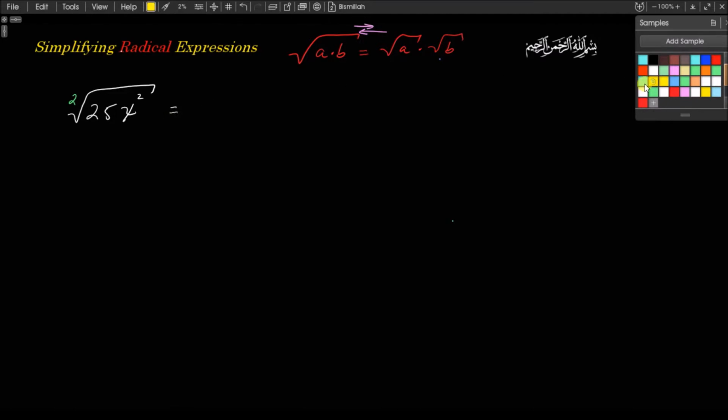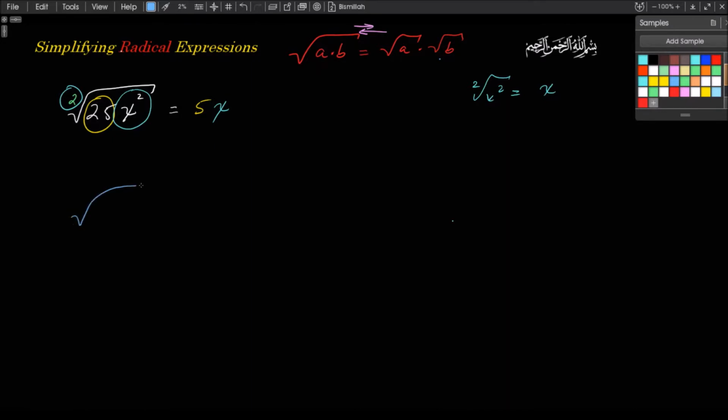So what's the square root of 25? Well, that's a perfect square, right? The square root of 25 is 5. Correct? And then what about x squared? Well, we're taking the square root of x squared. If we're taking the square root like this, it is simply x. So this is going to be 5x. Okay, that was too easy to say.